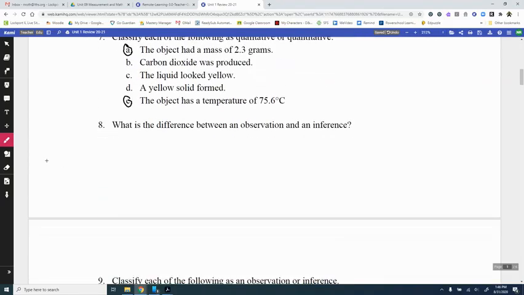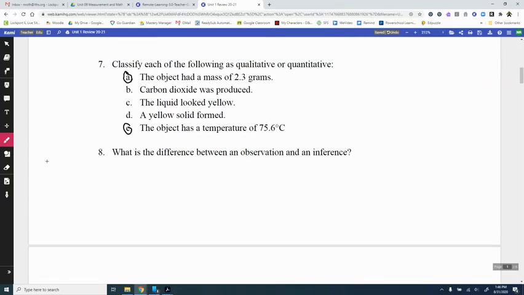All right, difference between an observation and an inference. An observation is anything that you can perceive with any of your five senses. An inference is using prior knowledge to make a statement about something. So an observation is just anything that you see, feel, taste, touch, or smell. You cannot make an inference with your five senses. You have to use previous knowledge, and a lot of times inferences are based on observations, but you can't make them with just your five senses. You need more information than just your five senses to make an inference.